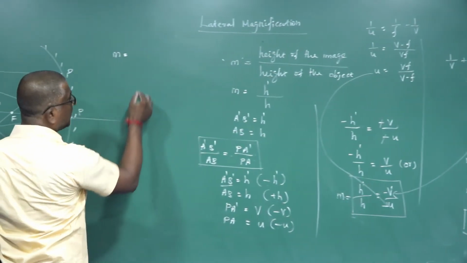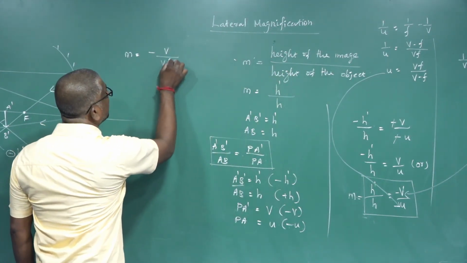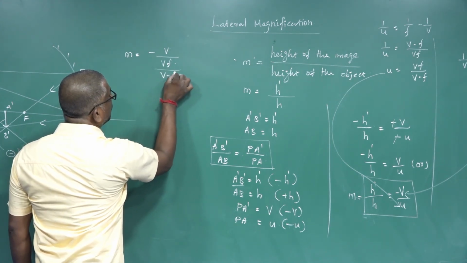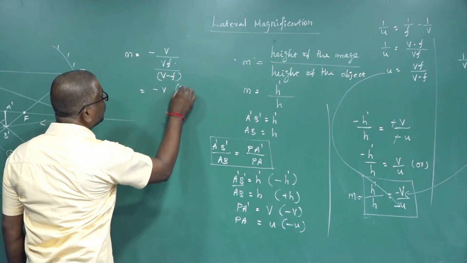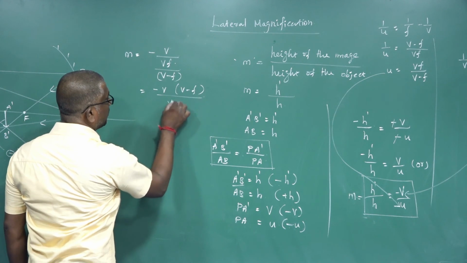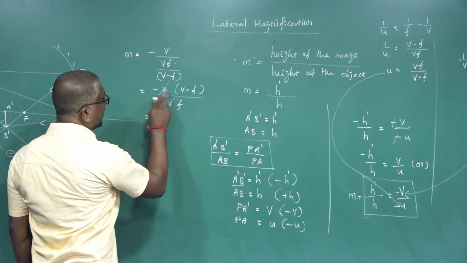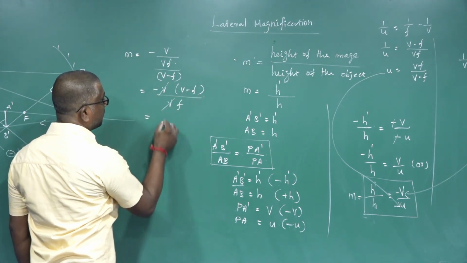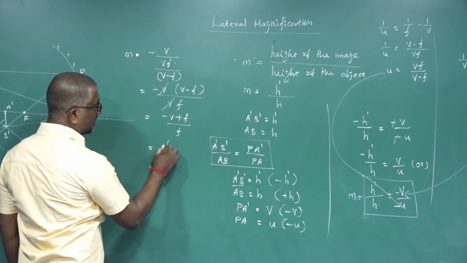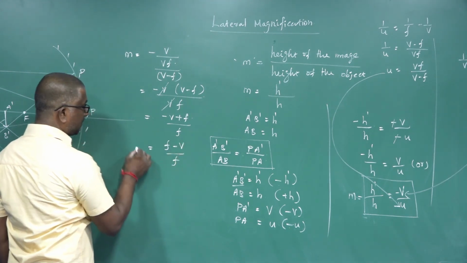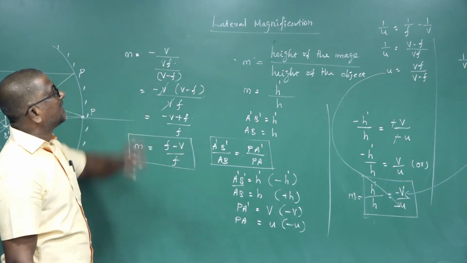Then this equation becomes m is equal to minus v divided by, instead of u, vf divided by v minus f. V minus f goes to numerator. So minus v into v minus f divided by vf. V cancels. Right. Okay, and minus of v minus f becomes minus v plus f divided by f, or otherwise f minus v divided by f. So this is also one of the equations for lateral magnification.